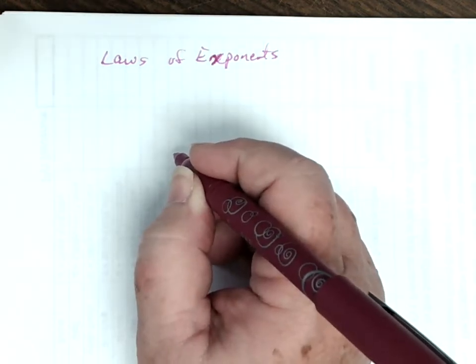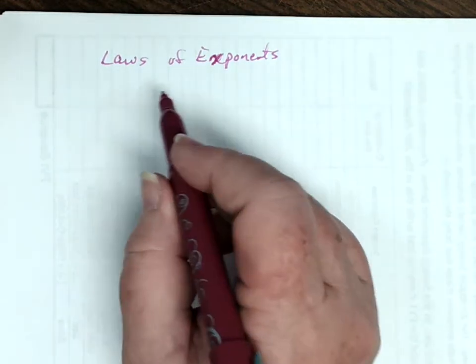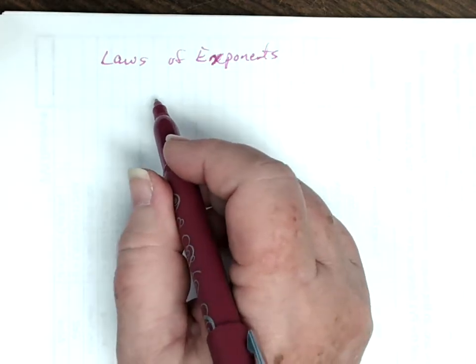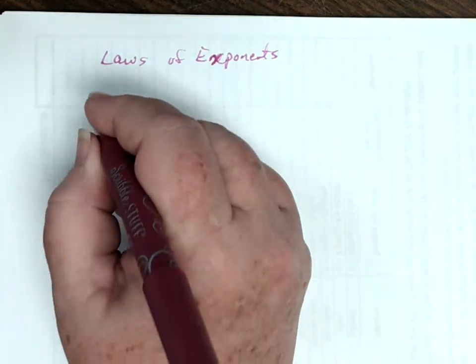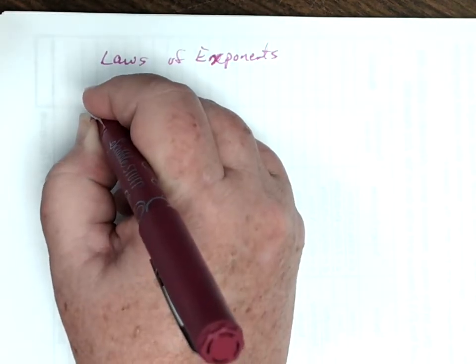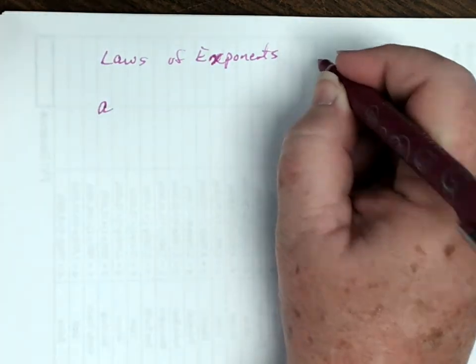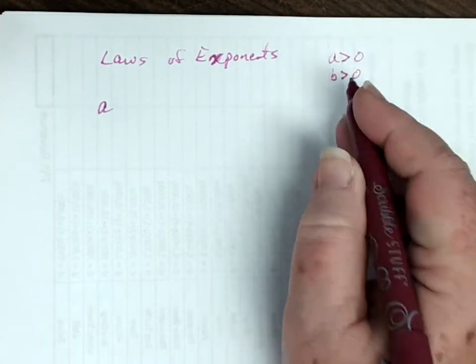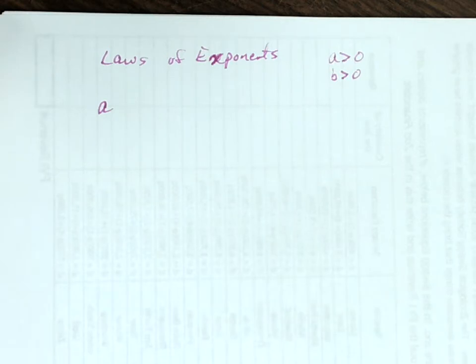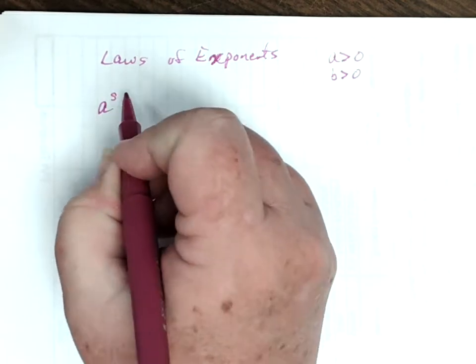And the 6 laws that we're going to look at are basically what to do with the exponents when a problem is multiplied or raised to another power, divided, subtracted, whatever. So in other words, if I have a base, we're going to call it a base of A, and our bases in exponential functions have to be positive. So we're going to say that base A or base B, whichever one I'm using, has to be a positive number.